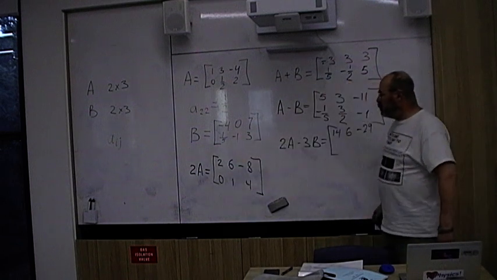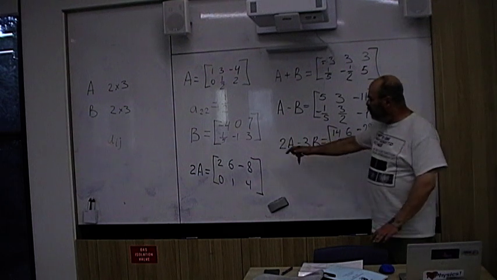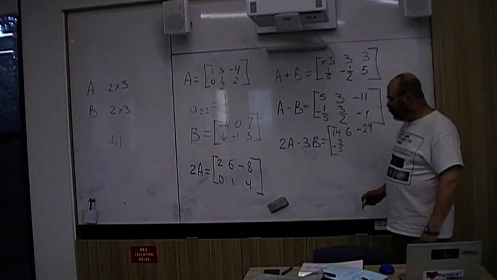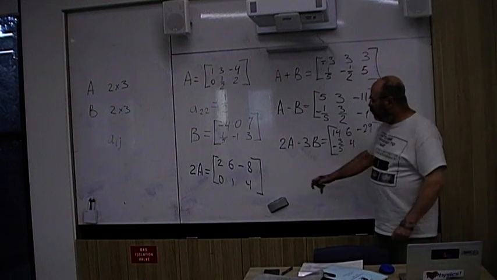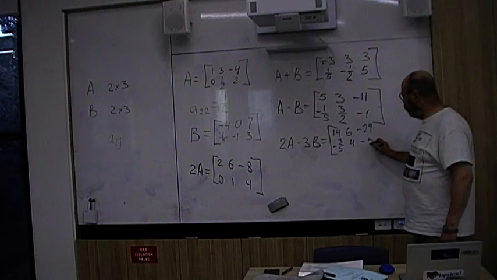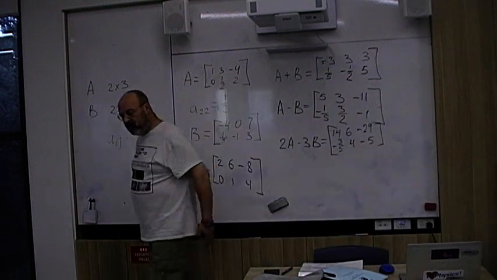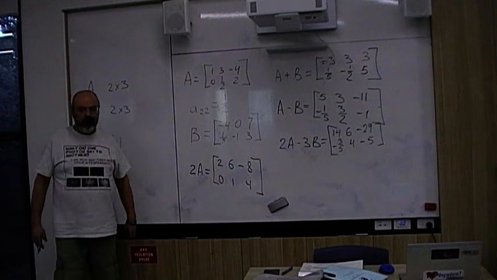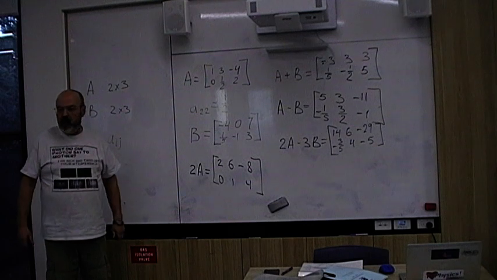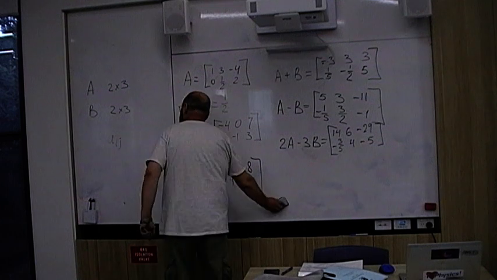0 minus 3/5, negative 3/5, 1 minus negative 3 will be 4, and 4 minus 9, negative 5. So this is all very simple, can be easily done by hand, no calculator required. But still, let's see how we operate with the matrices with the calculator.